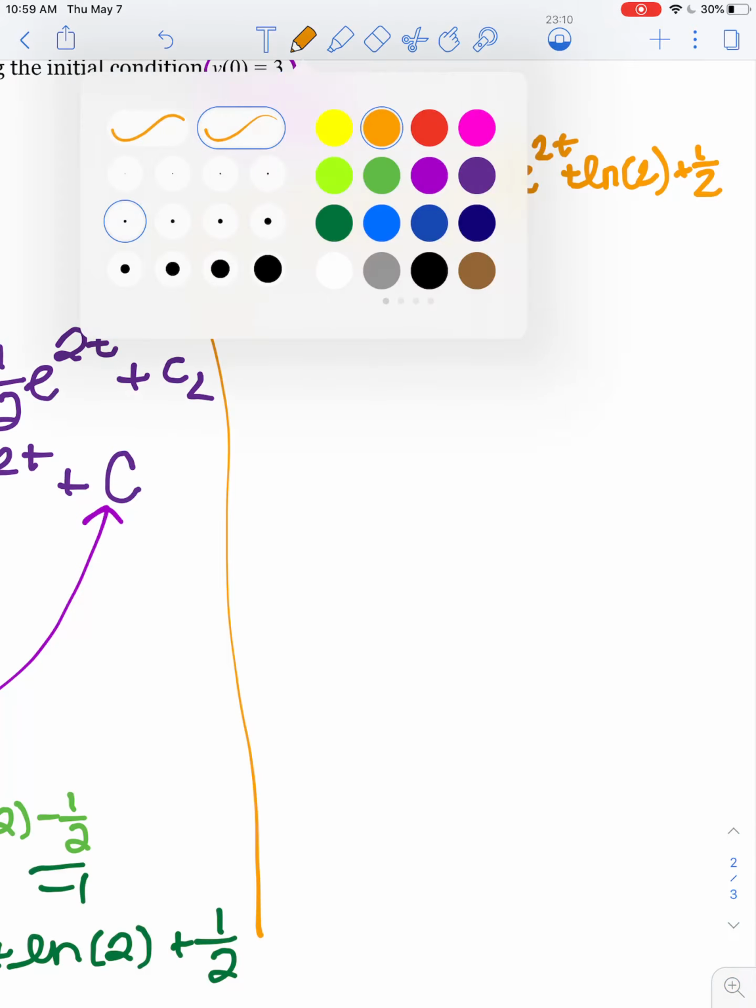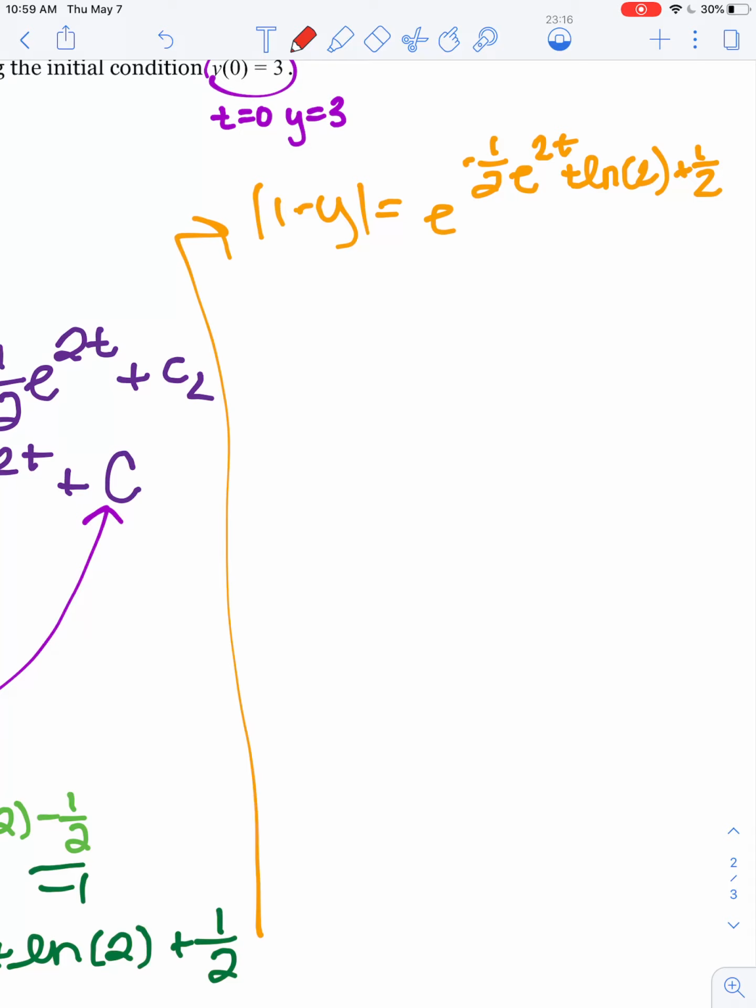Okay, from here we need to go ahead and address this absolute value, and this can be a little bit tricky, but when we drop our absolute value, all we need to do on the other side is introduce a plus and a minus. Okay, so absolute value communicates plus and minus, so when we drop that on the left-hand side, we need to then introduce plus and minus on the right-hand side using our plus minus symbol. So we'll have plus minus e to the negative 1/2 e to the 2t plus natural log of 2 plus 1/2. Okay, again, that is all still up in that exponent.